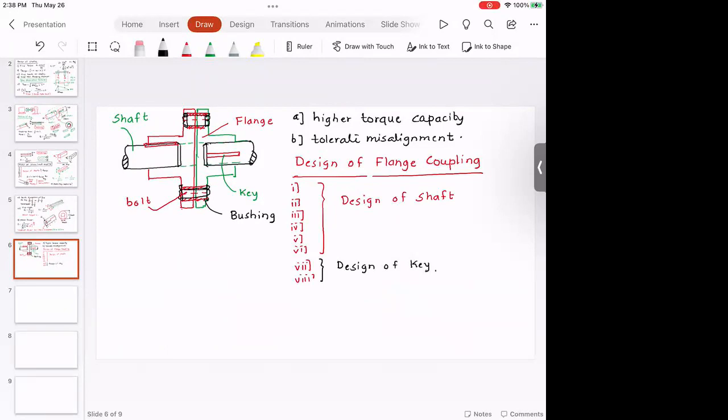And now for the coupling, there are some changes. Now let's try to identify what are the differences between the muff coupling and the flange coupling. So if you look at the flange coupling, I'm going to draw slightly exaggerated view. It is something like this.